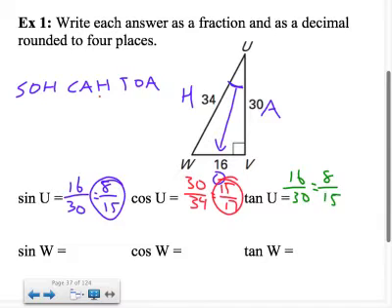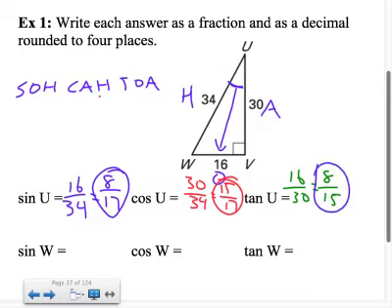Now I'm backtracking here because I realize that I made a dumb mistake. For the sine of U, I said it was opposite over hypotenuse, but that's not what I did, because the hypotenuse is 34, not 30. That wasn't right. Now 2 goes into both of those. 2 goes into 16 8. 2 goes into 34 17. So there are your 3 ratios.